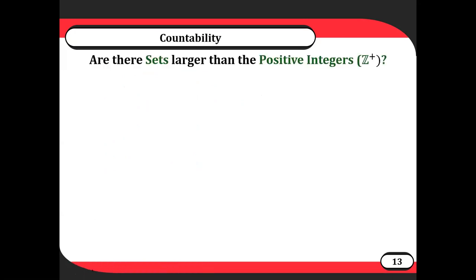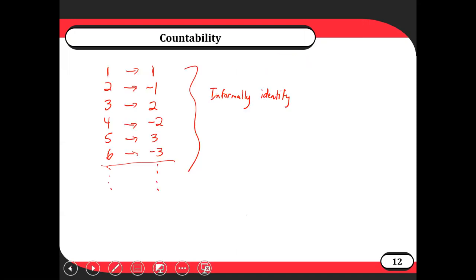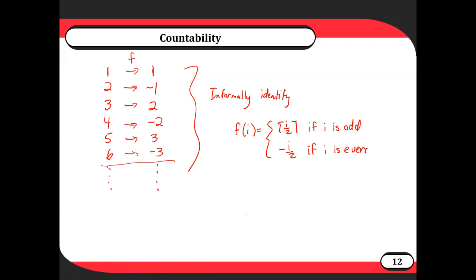So yeah, I could more formally go through this. I can if you want. Actually, let's do this. We'll define this function f. So f of I is the ceiling of I over 2 if I is odd, and negative I over 2 if I is even. So that's this function, and we can see that it's a function because for every I, it's mapped onto some image.